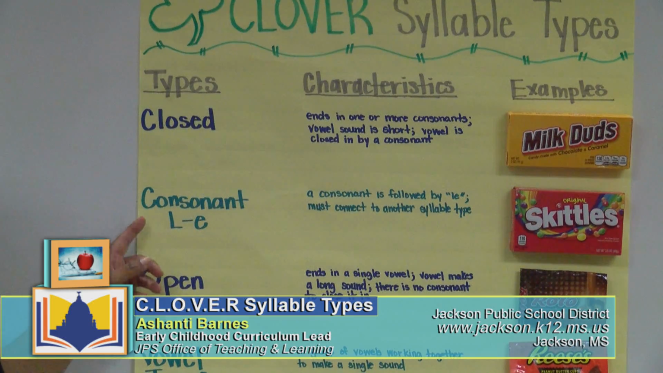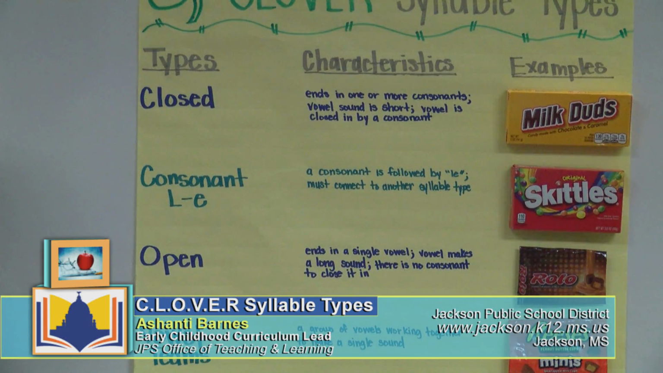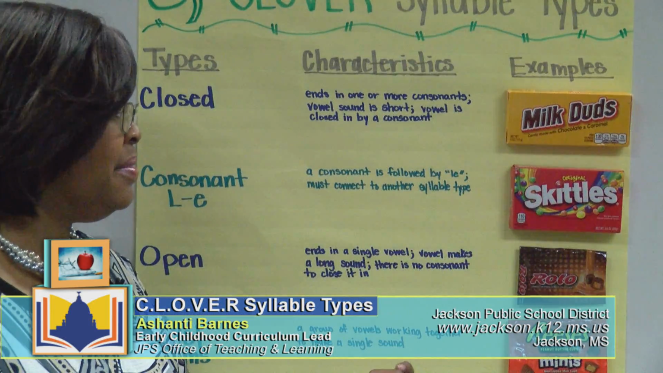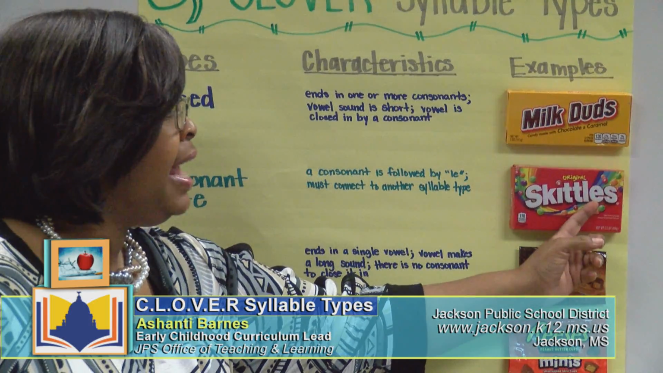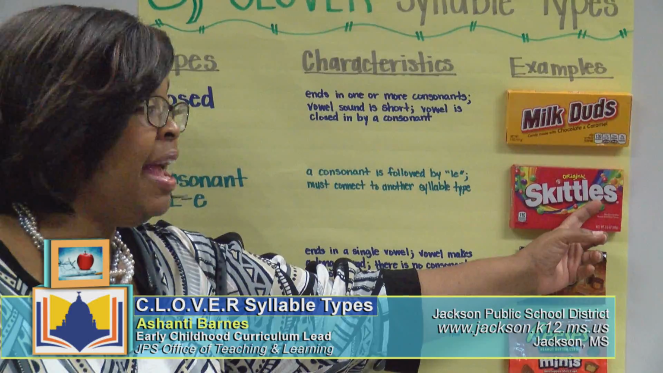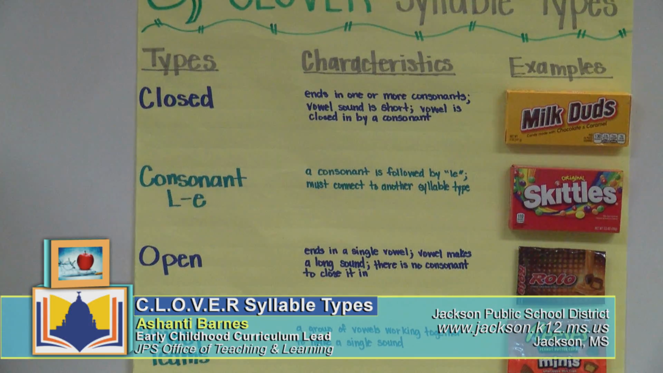Let's move on to consonant L-E. The consonant L-E syllable type is characterized by a consonant which is followed by L-E. Now this particular syllable type must connect to another syllable type. It cannot stand alone. Our candy sample would be Skittles. So if you see, we have 2 syllables in Skittles. The T-L-E represents that consonant L-E syllable type, and it is connected to another syllable. All right? So that's consonant L-E.